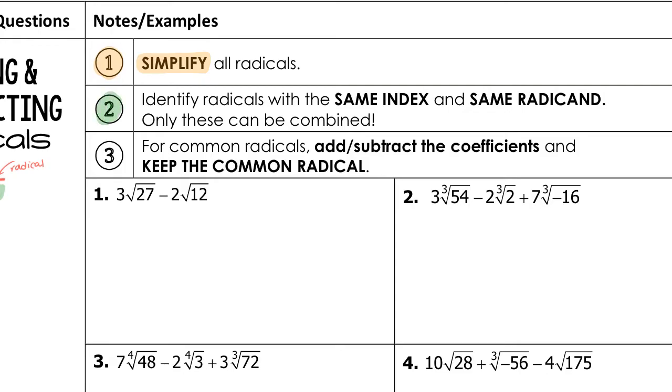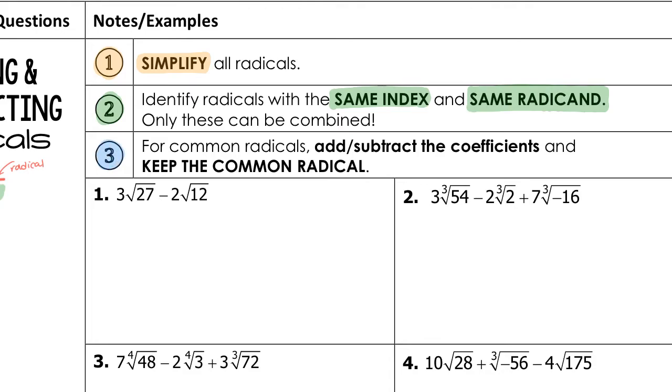Our second step before adding or subtracting is to identify radicals that have the same index, so the same number on the shelf. All my square roots are going to go together, all my cube roots, but they must also have the same radicand, meaning that not only are they square roots, not only are they cube roots, but the numbers left underneath the radical sign are also going to have to match.